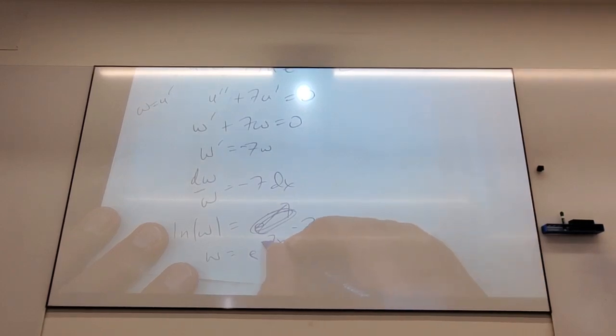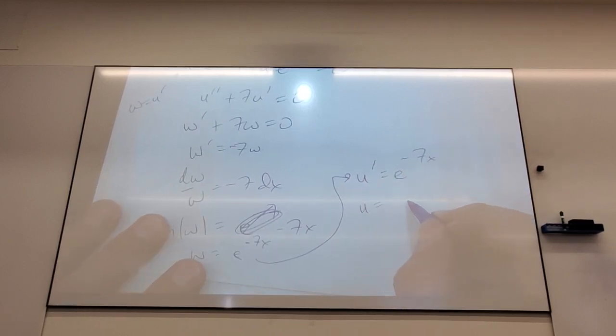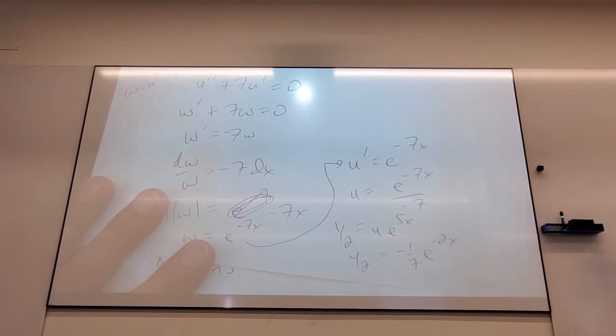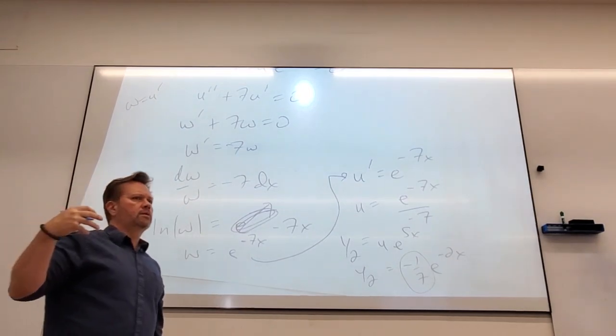Is that all right so far? Therefore, u prime equals e to the negative 7x. So u equals, is that cool? And then, therefore, y2 equals u times e to the 5x. So y2 equals negative 1/7 e to the negative 2x. Now what's funny is, whatever number is there doesn't matter. I just replace it with C2. It just gets absorbed into that. Is that cool? Yeah. Okay.